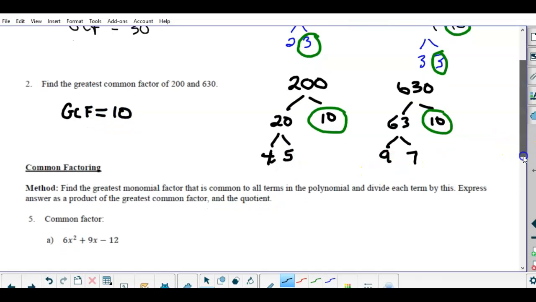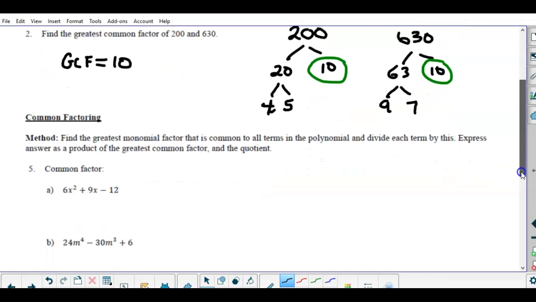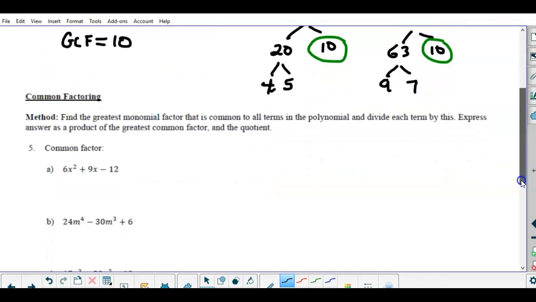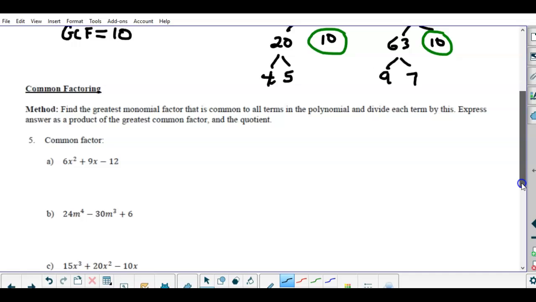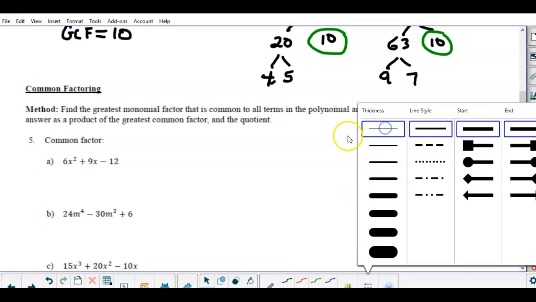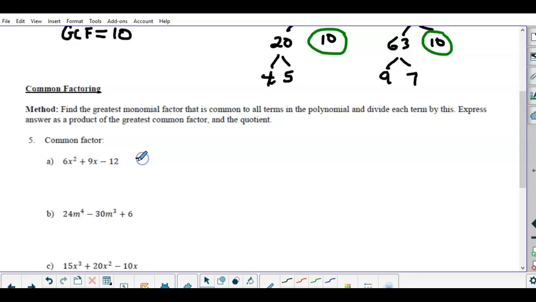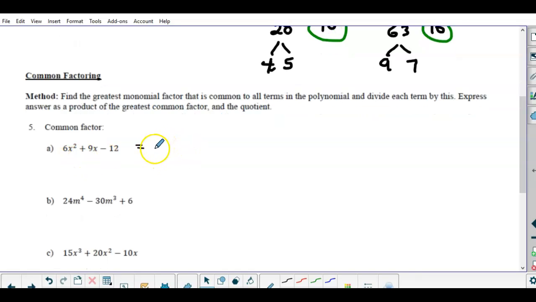All right, and so that's going to help us with common factoring, so that we're starting that today, and then we'll do some more tomorrow. So find the greatest monomial factor that is common to all terms, and divide each term by this. Express the answer as a product. Okay, so when you're asked a common factor, you're looking for the GCF of every term, and then you're showing it as a product. So really you're dividing and then showing it as sort of a check in a way when you multiply back.